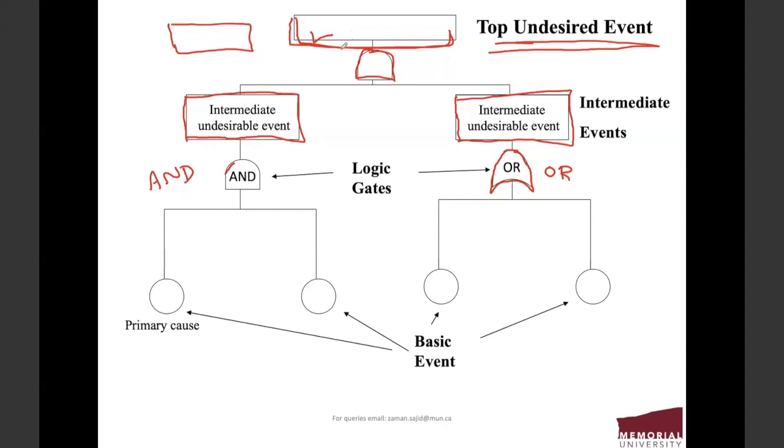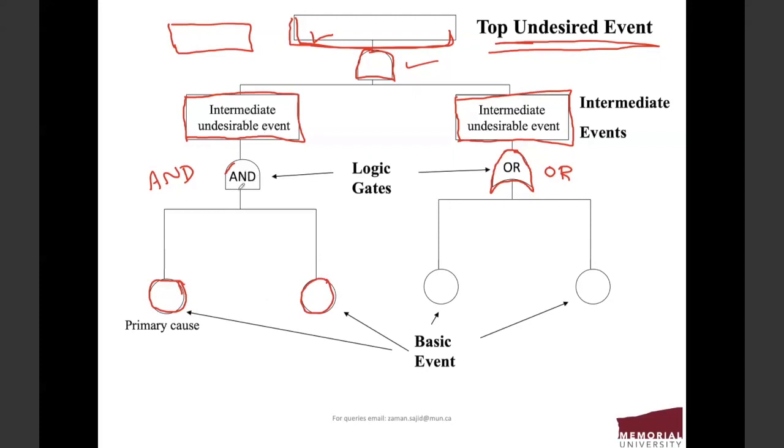Now, once you have defined the top event and linked your intermediate undesirable events to it using a logic gate, we further classify our intermediate undesirable events and link them through a gate. The circle here is the primary cause or the basic event. Whenever you are at a basic event, you need to represent it using a circle. It could be any event here. It is telling me that this event cannot be further classified.